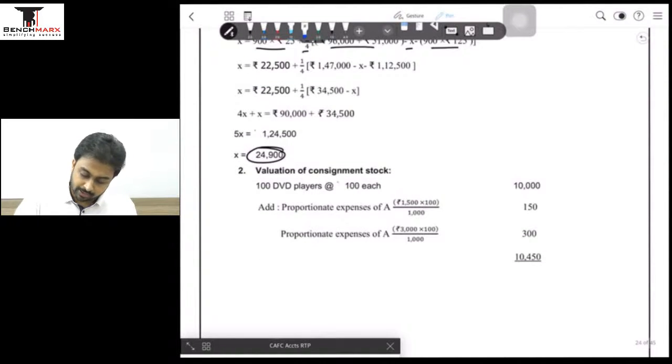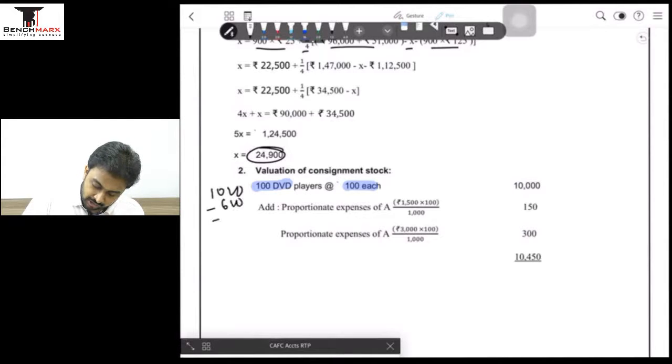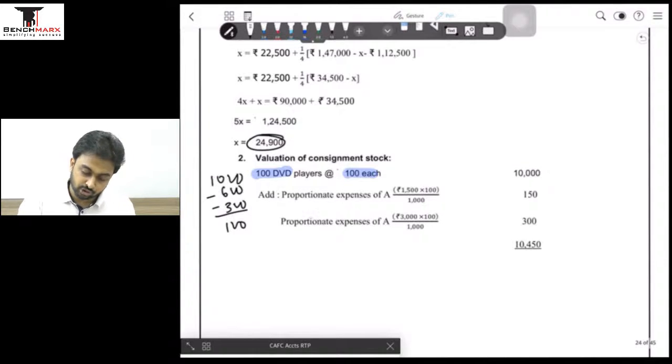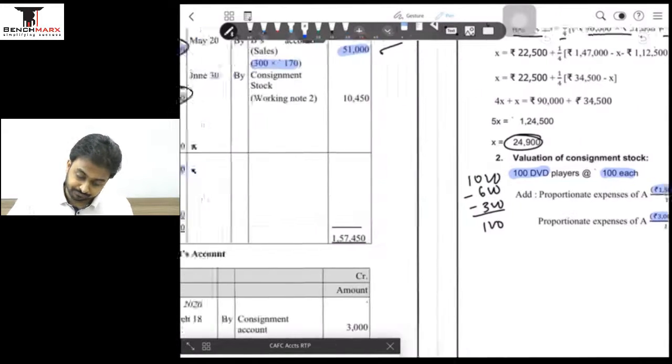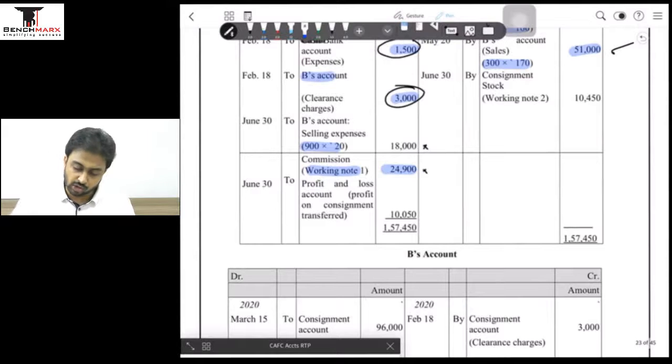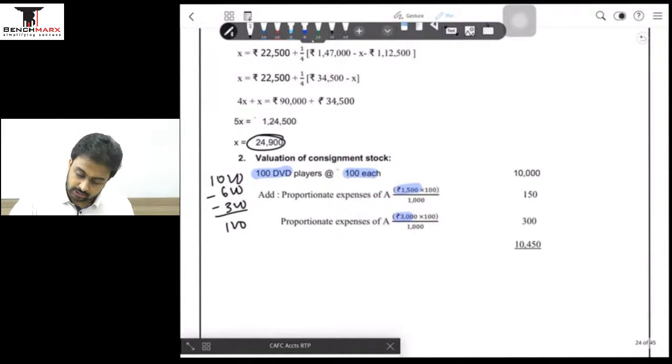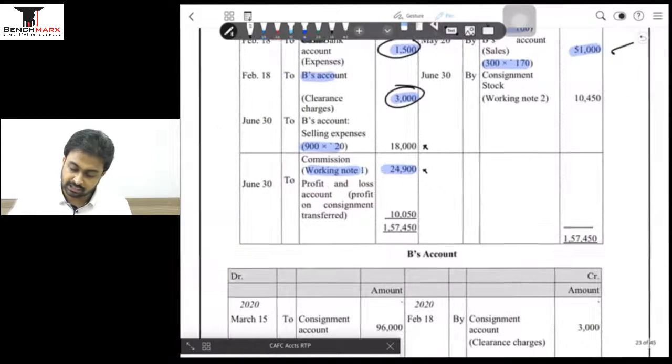The basic cost will come as it is at rupees 100, and 100 तुम्हारा कहाँ से आया? This 100 is nothing but 1000 sent minus 600 sold and minus 300 further sold appears to be 100 remaining, and then it is nothing but proportionate of consignor expenses and proportionate of consignee expenses, और consignee है ना 3000 वाला, but this is before the goods reach the godown, तो अपने stock valuation में आ गया दोनों का. I'll take proportional expenses and total is my stock. This stock will come in consignment account on the credit side as normal closing stock.